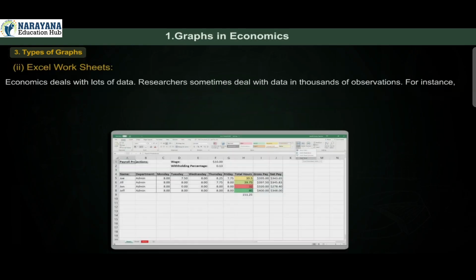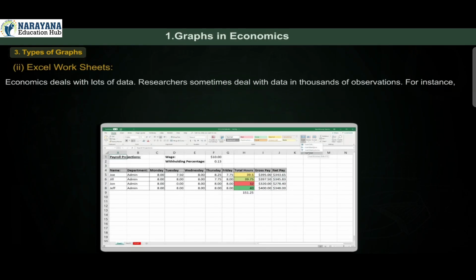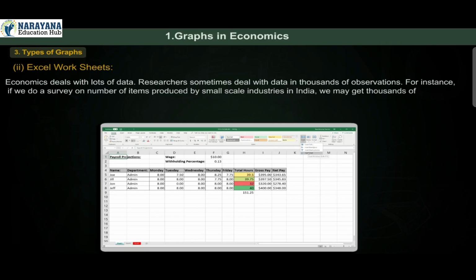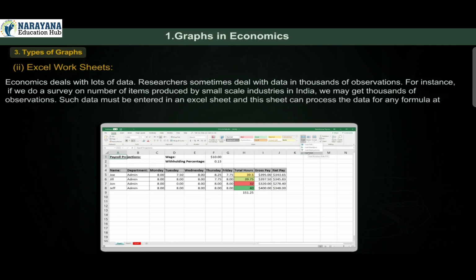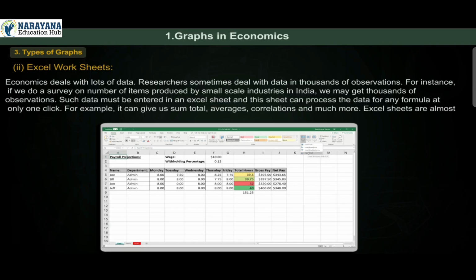2. Excel worksheets. Economics deals with lots of data. Researchers sometimes deal with data in thousands of observations. For instance, if we do a survey on the number of items produced by small-scale industries in India, we may get thousands of observations. Such data must be entered in an Excel sheet, and this sheet can process the data for any formula at only one click. For example, it can give us sum total, averages, correlations, and much more. Excel sheets are almost an important tool for processing data in economics.